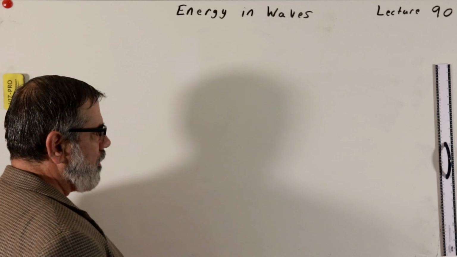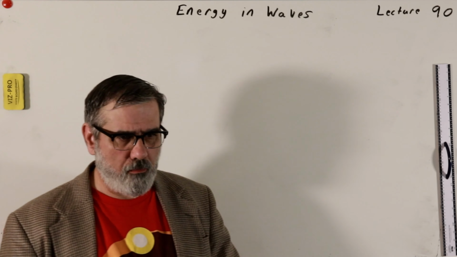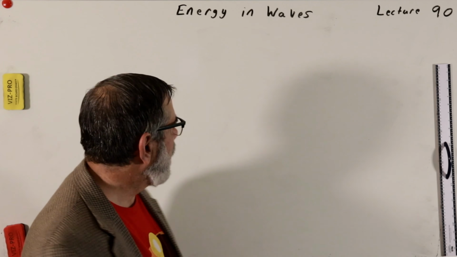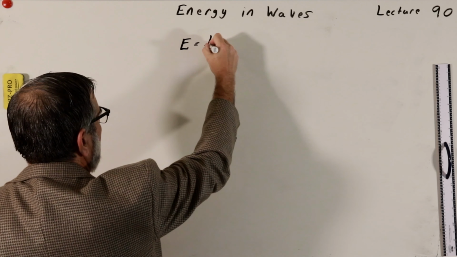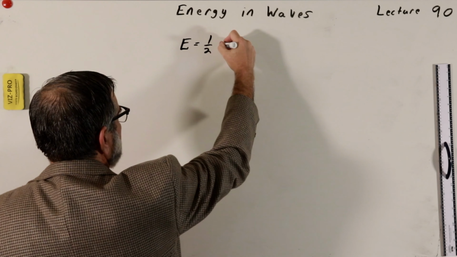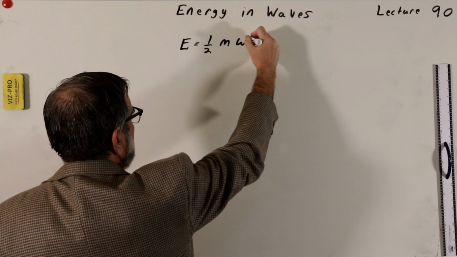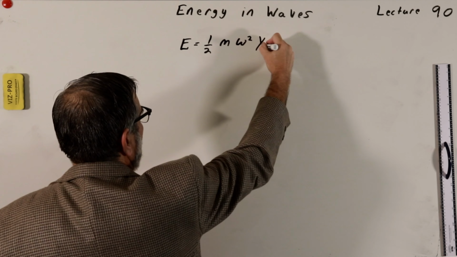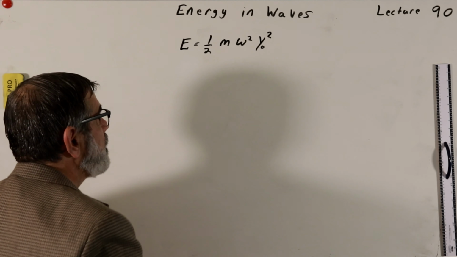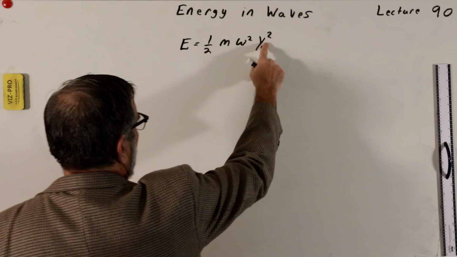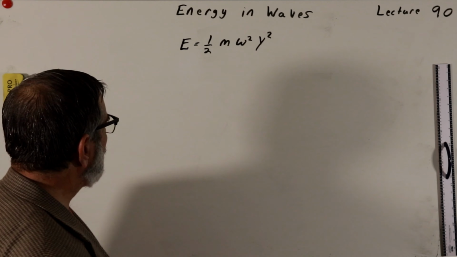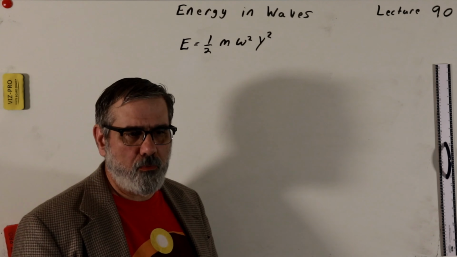Okay, so you might recall that the energy of a simple harmonic motion of a mass on a spring was equal to 1/2 times the mass times omega squared times y naught squared, right? That's just the amplitude of the oscillation. We can just call it y, I guess. But now I want to consider a continuous system.